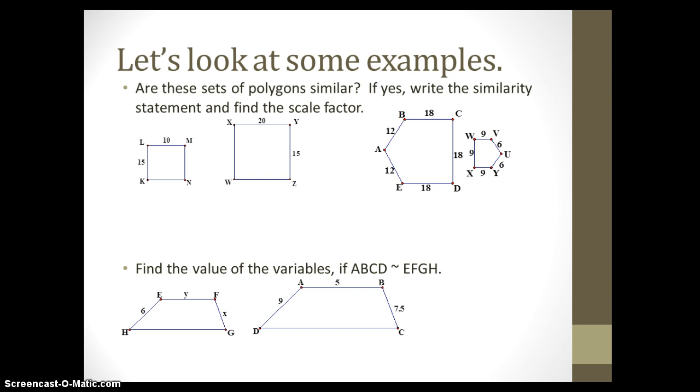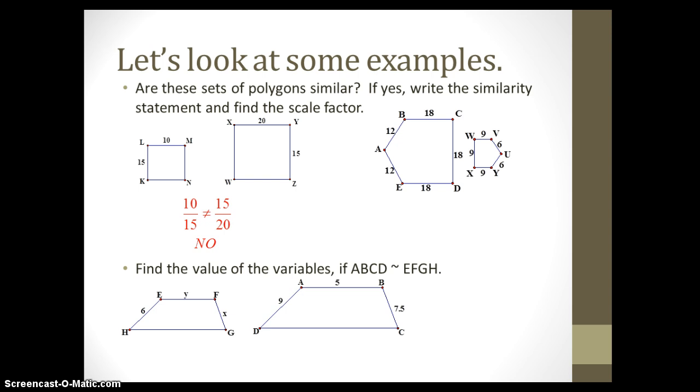So let's just look at some examples. I want you to tell me, are these sets of polygons similar? If yes, write the similarity statement and find the scale factor. Well, if we look at our first set, they look similar, but we need to decide if they have a common ratio with sides. So when we look at our ratios of sides, we need to line up. Now some might ask, why do we not do 10 and 20 and 15 and 15? Well, if 15 is proportional to 15, we know that won't work.